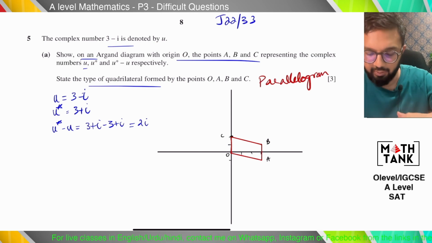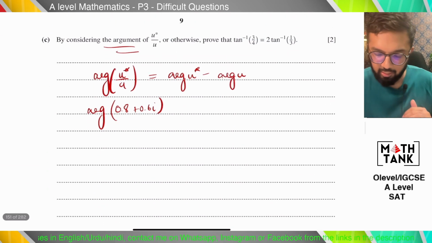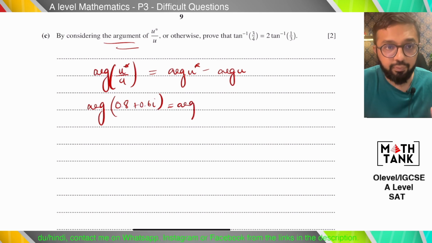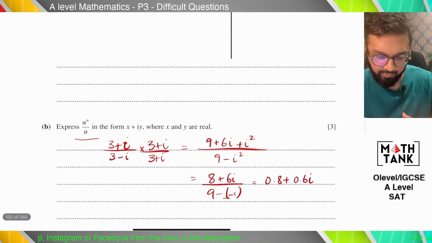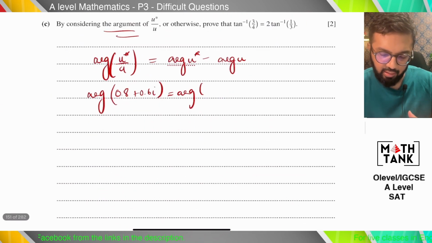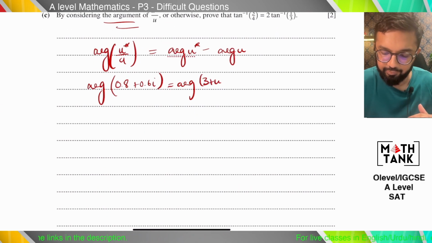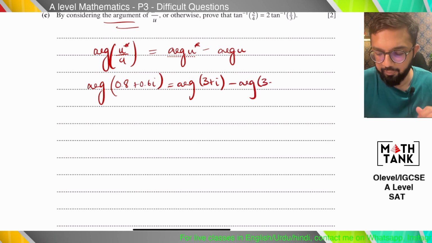0.8 plus 0.6. Yep, that is correct. And an argument of u star is basically argument of 3 plus i minus argument of 3 minus i.